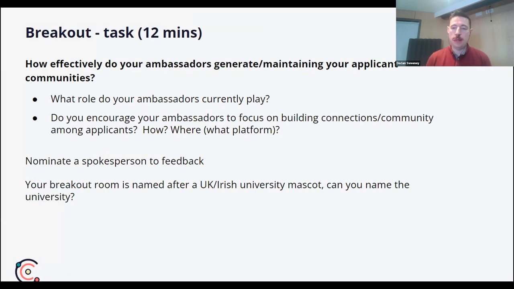However, it's not easy to do this, and it takes quite a bit of integrating into your admissions and recruitment processes. So what we'd like to do first is take a temperature check and have a look at what the status quo is right now in the institutions where you work. You've got a breakout task coming. You're going to be put into breakout rooms with 3 or 4 others, hopefully from other institutions. We'd like you to discuss how effectively your ambassadors currently work at generating and maintaining applicant communities. Is it part of your discussions with them? Is it part of the training that you have with your ambassadors? Is it mentioned at all, or are you happy at the moment for ambassadors to be information givers, waiting for questions and responding to those questions? So a bit of a discussion around that ambassador role within communities.